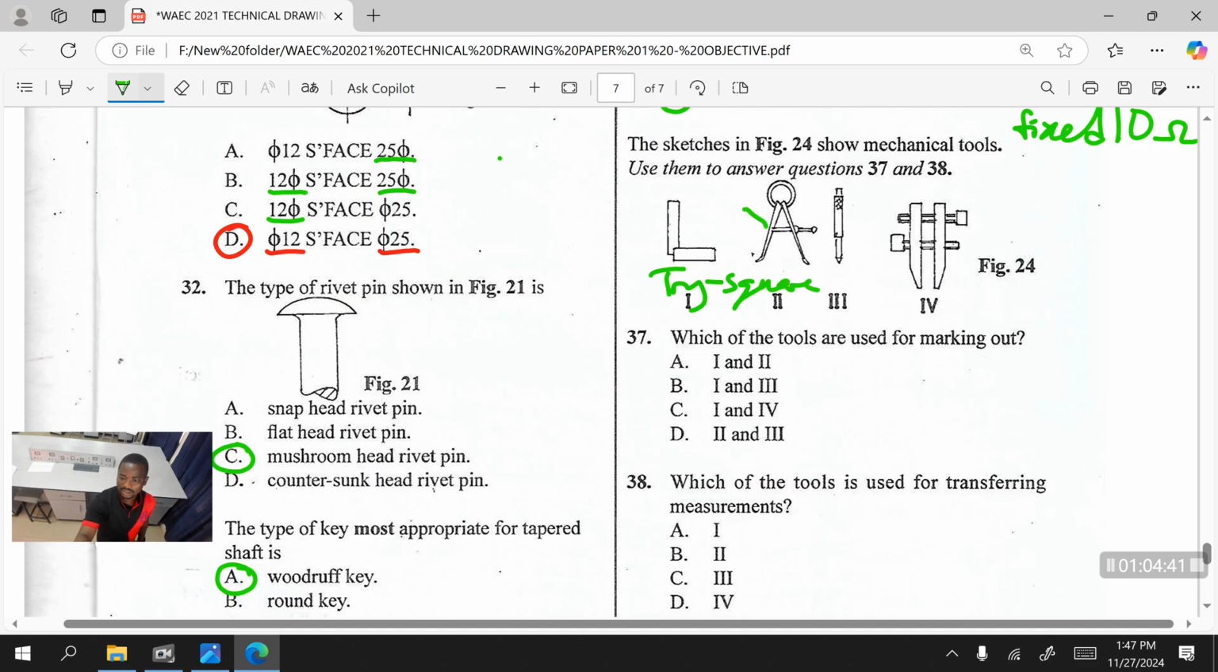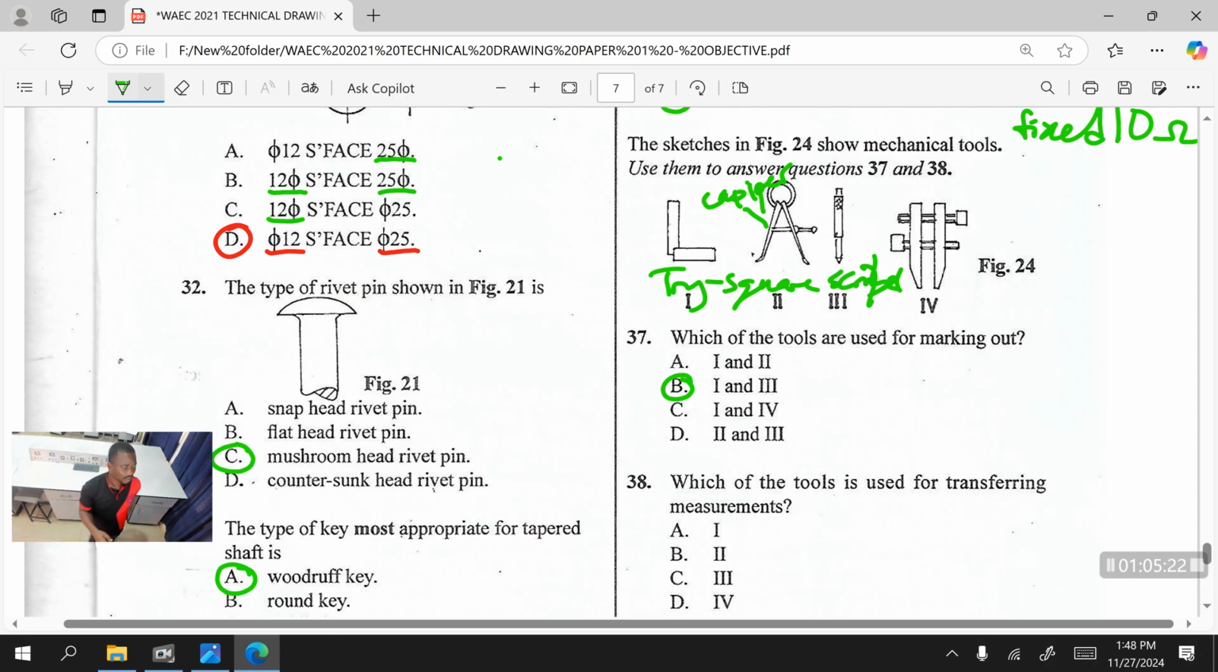This is a caliper or divider. Do you get it now? Then this is a scriber. So which one is used for marking out here? It is B. We use a tri-square and a scriber for marking out. Tri-square can check the squareness of a metal sheet, while scriber is used for writing, scribbling on it. Do you get it now? Scribing. So the answer is 1 and 3.